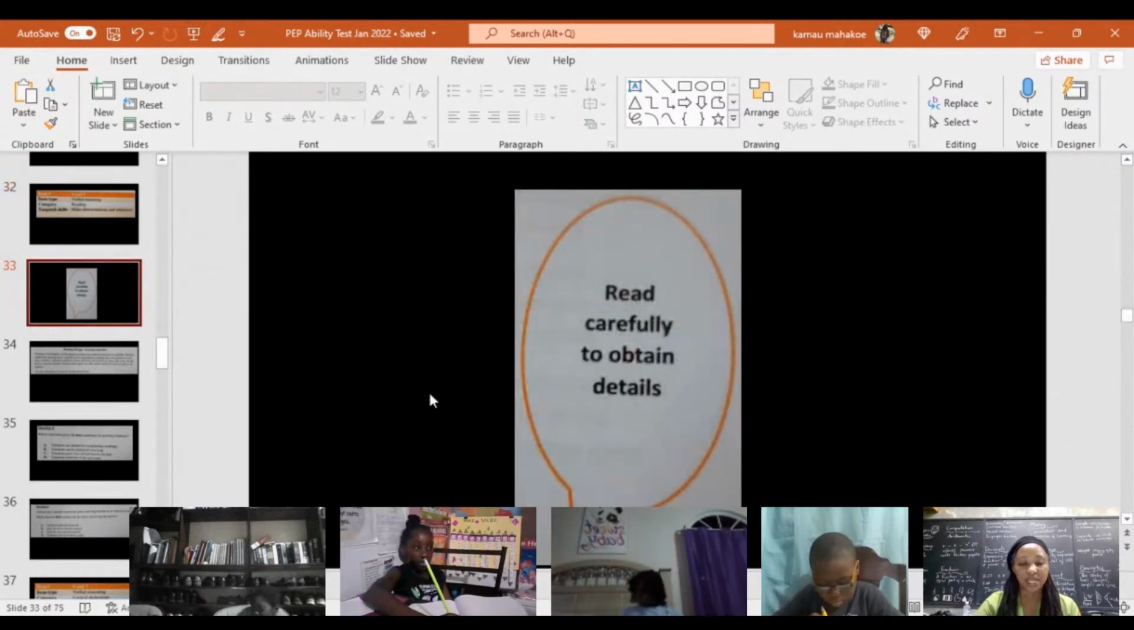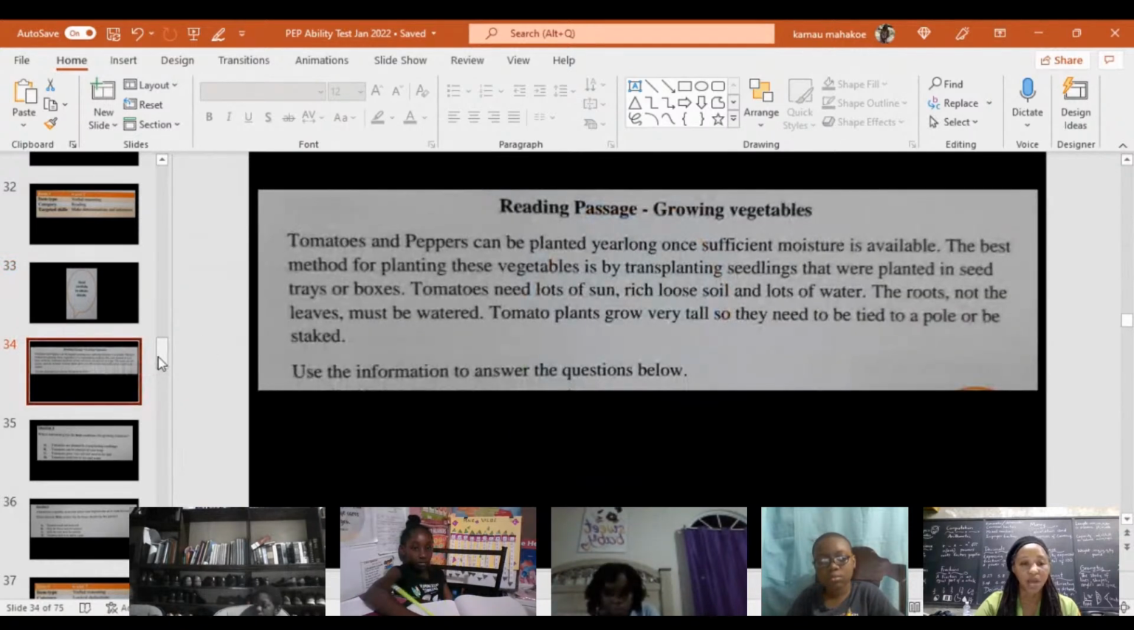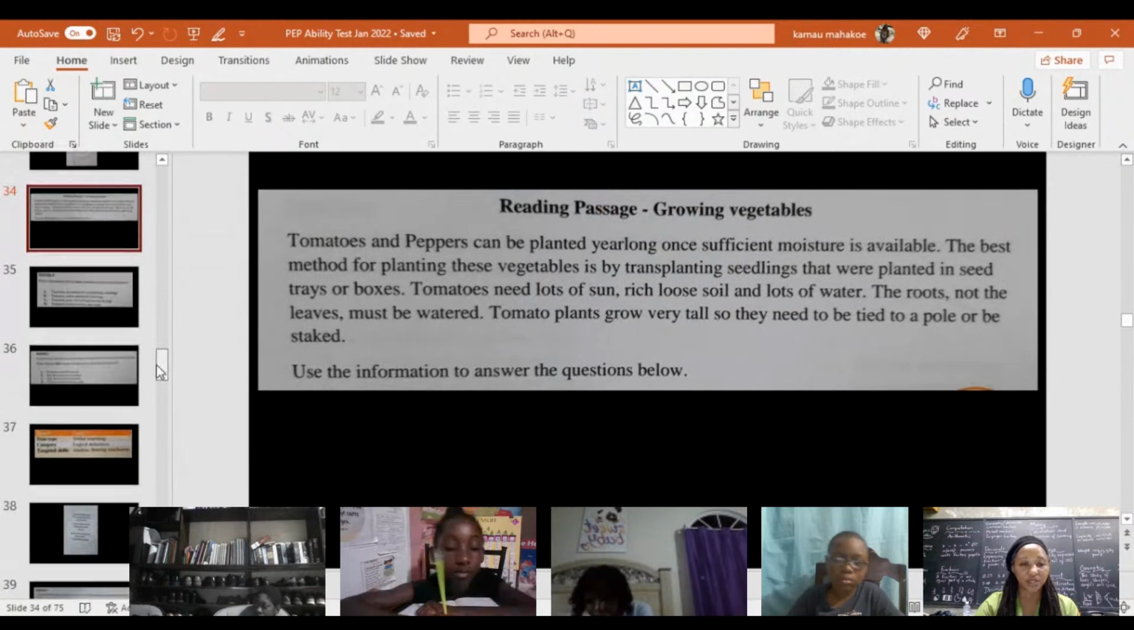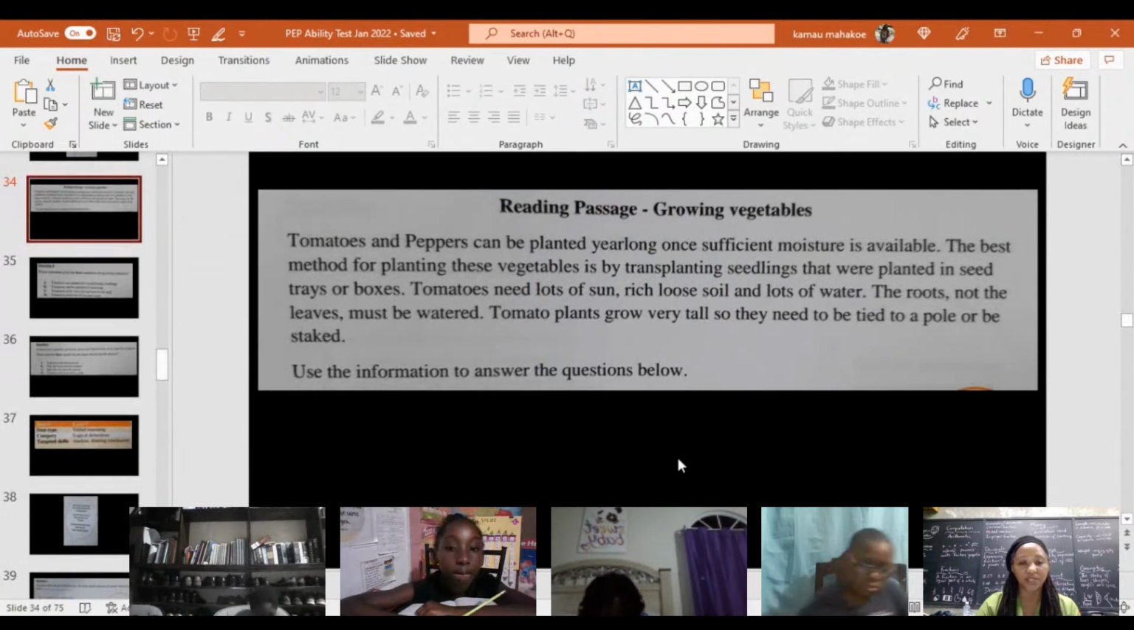So it says, read carefully to obtain details. So I'm going to read this passage. I'm actually going to read it 3 times. It's pretty short. And I would encourage you when you're doing your exam to read it 3 times because you're going to get very short passages and you have enough time.